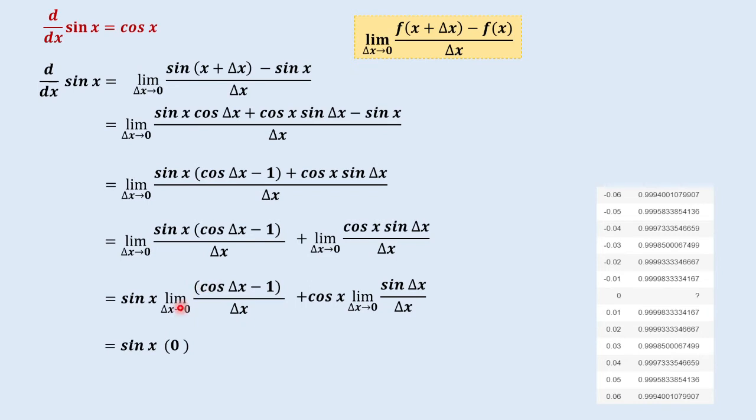Therefore, this part would be 0, and this part is 1. So what's left would be sine x times 0. So this would be 0 plus cosine x times 1. So that would be cosine x.